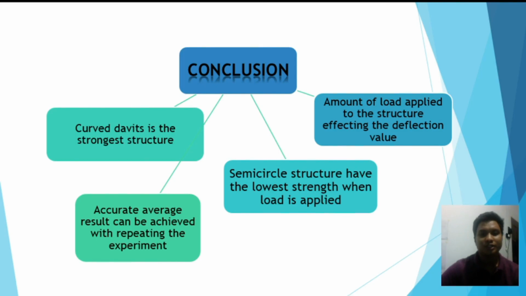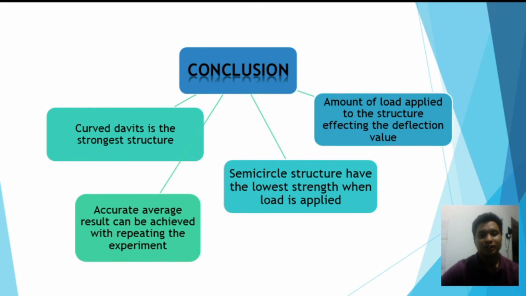The last one is the conclusion. There are a few conclusions that can be made from this deflection of bars and David experiment. The first conclusion is the amount of load applied to the structure will affect the deflection value. It means the higher the load applied to the structure or specimen, the higher the deflection in both directions.